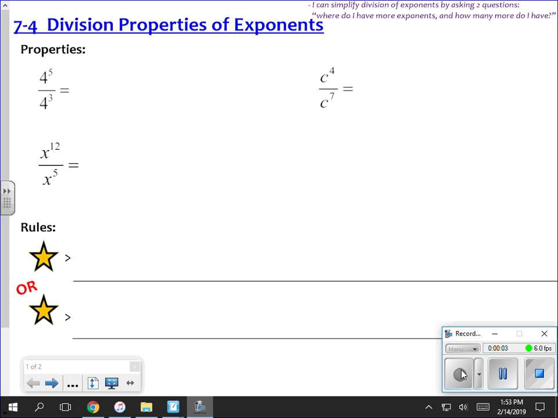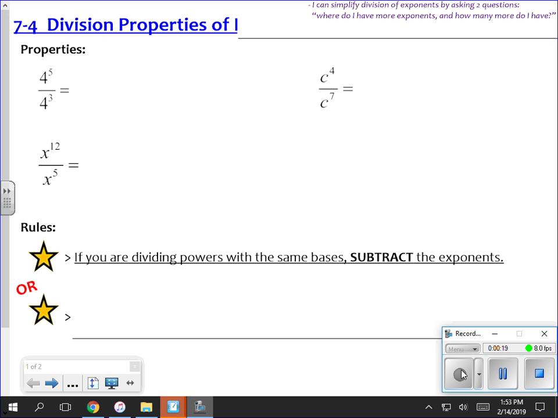So on these problems here, there's two rules. I'm actually going to do the rules first. Last couple of times I've worked an example first. There are essentially two rules when you're doing division properties of exponents. The first rule and the main one is if you're dividing powers with the same bases, subtract the exponents.